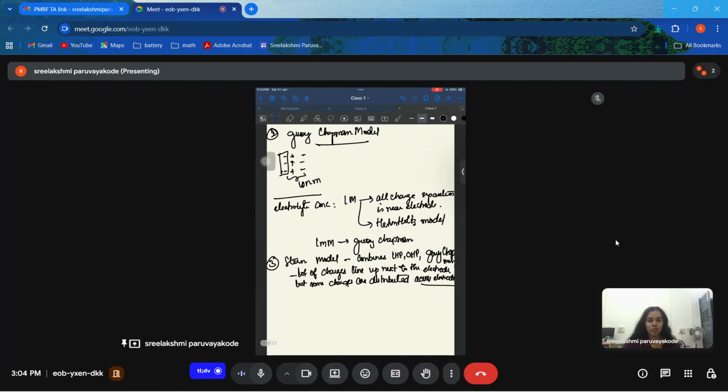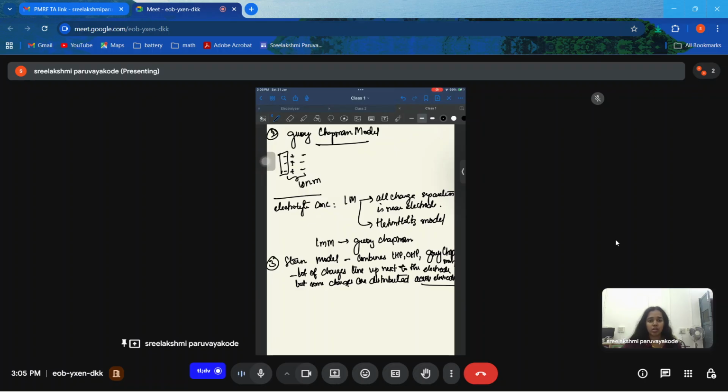Then we went to the Gouy-Chapman model. In the Gouy-Chapman model, we see that no, charge separation happens across a much larger area, and that is 10 nanometers. So we say that when the electrolyte is very concentrated, like a 1 molar solution, all the charge separation can happen near the electrode-electrolyte interface, and we say that this follows the Helmholtz model. And if it is a solution of a lower concentration, like 1 millimolar, we say that the Gouy-Chapman model is better.